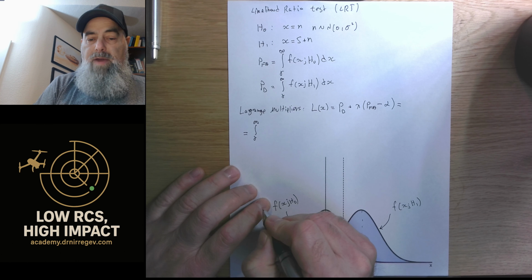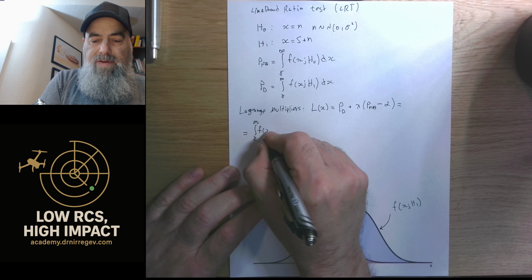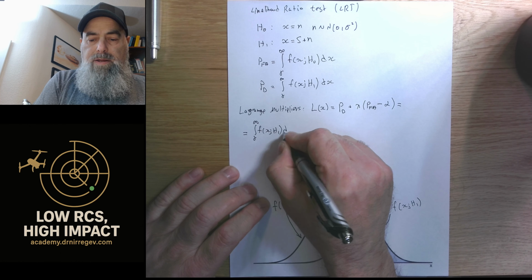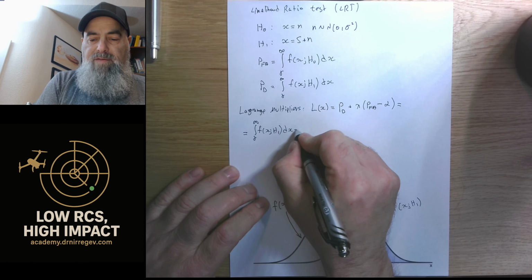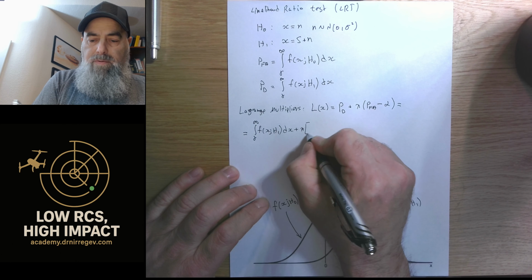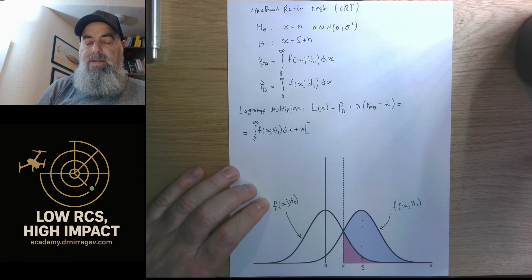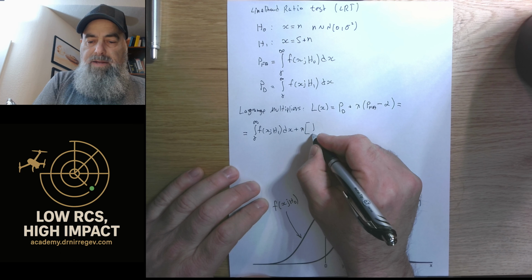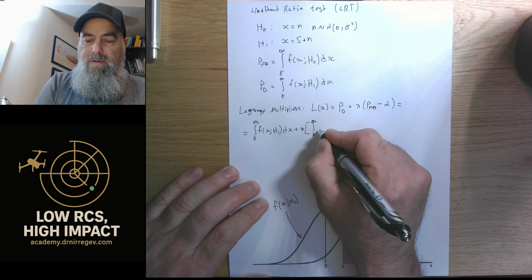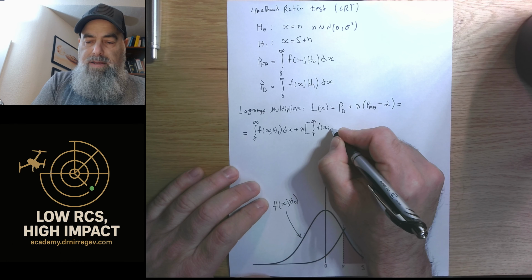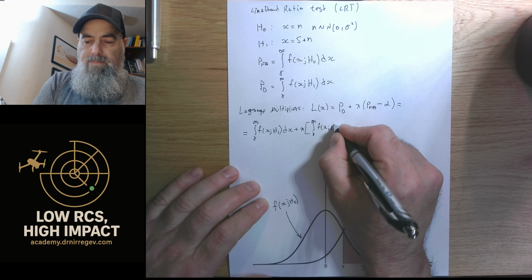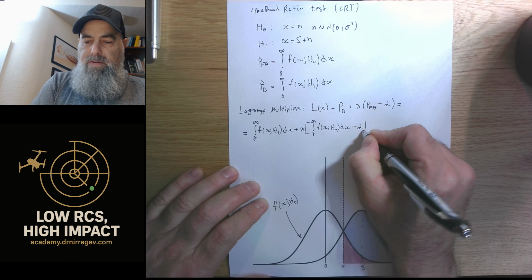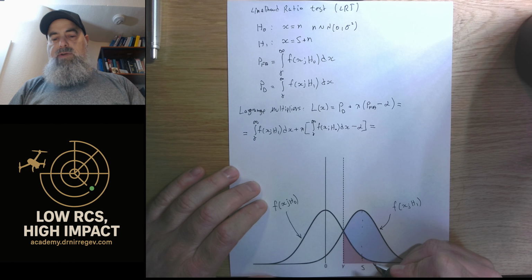Let's write what this is in terms of x. That's the integral from gamma to infinity of f of x under hypothesis H1 dx. And now we have plus lambda, and we can start a bracket here and put the integral for PFA. The integral from gamma to infinity over the null hypothesis PDF dx, minus alpha.